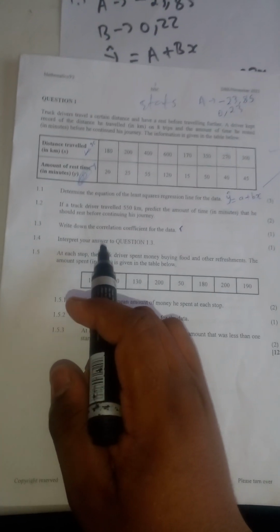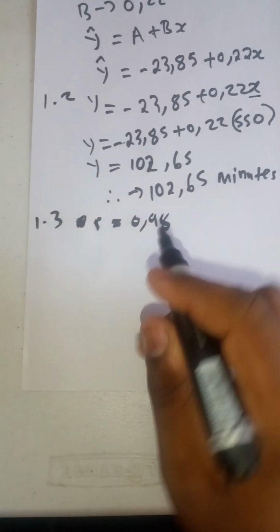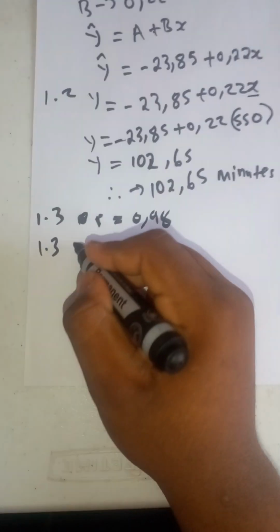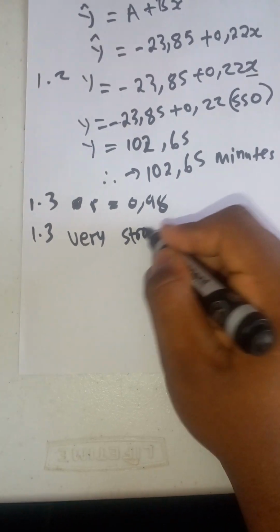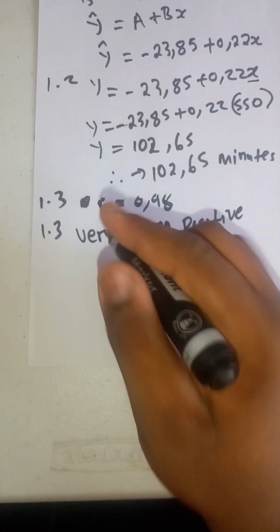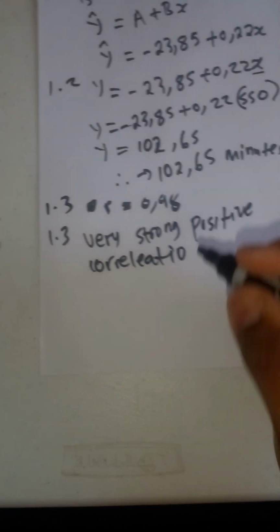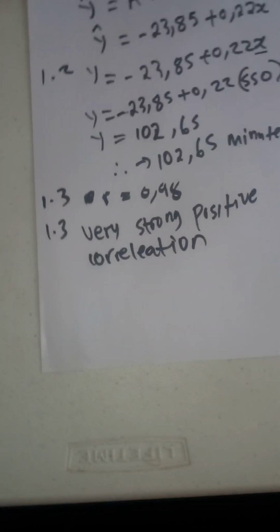And now on the next one, they are saying to interpret your answer to question 1.3. They are saying that you must interpret this correlation coefficient. Now, as you can see, it is 0,98. So we can see that there is a very strong positive, let me write here underneath, positive correlation between the distance traveled and the amount of rest time. Is it fine? Okay, now let's go again.